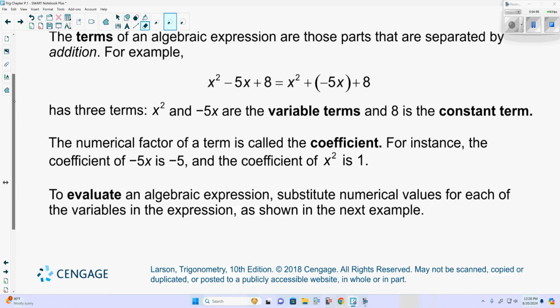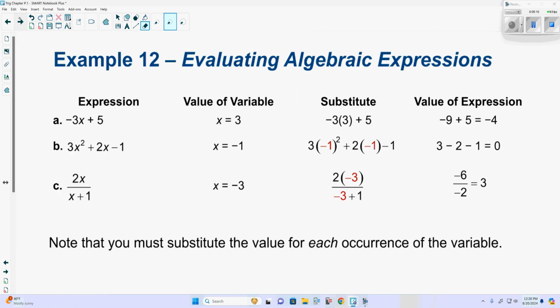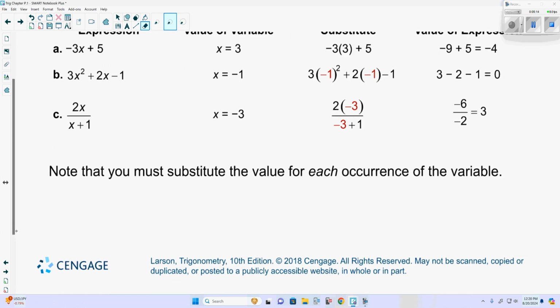Nothing too complicated so far. To evaluate an algebraic expression, substitute the numerical values of each of the variables in the expression, like this here. So if we wanted to evaluate negative 3x plus 5 for when x is equal to 3, well, we would plug 3 in for x, and then simplify. Well, negative 3 times 3 is negative 9, plus 5 is negative 4.